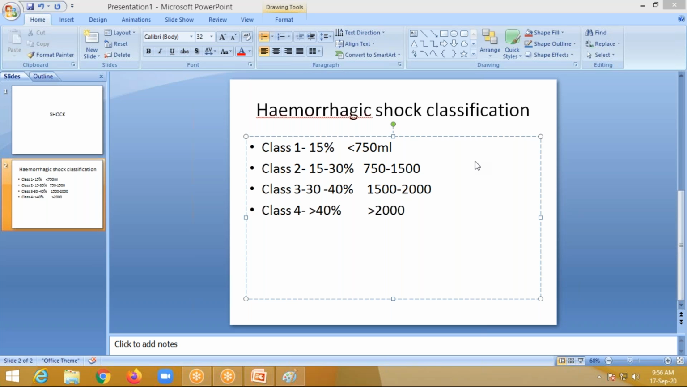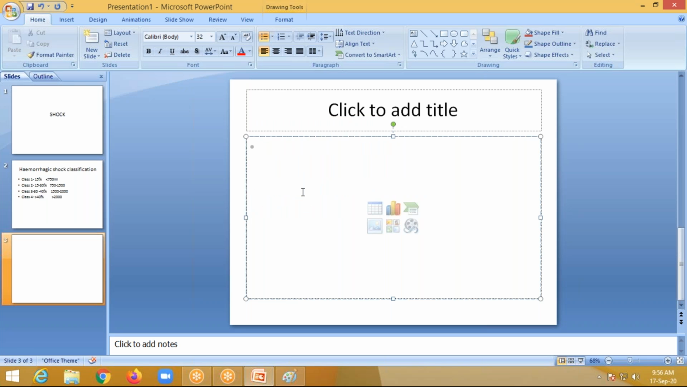How will you know that the patient is in shock? Some clinical signs and features are present, like heart rate, it will increase; blood pressure, it will decrease; and CNS, like the patient's consciousness and the patient having anxiety and all; and urine output.